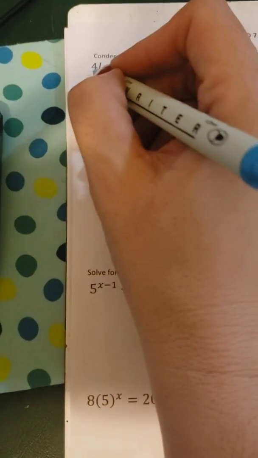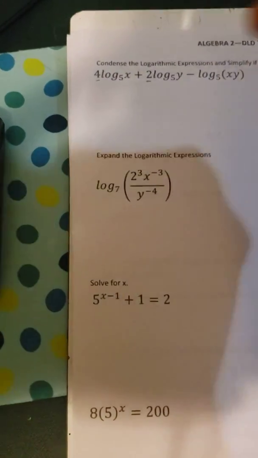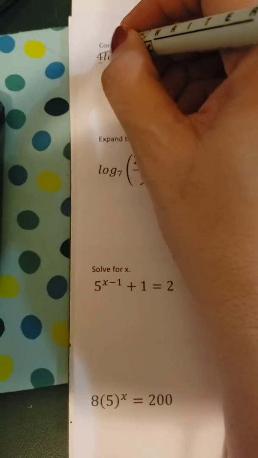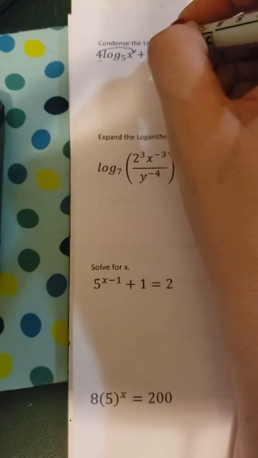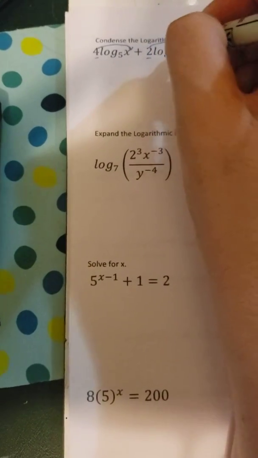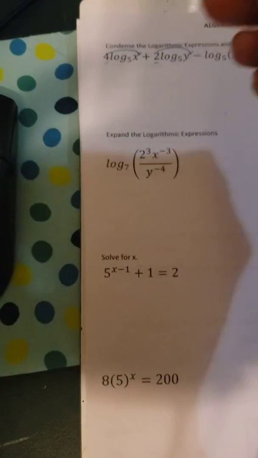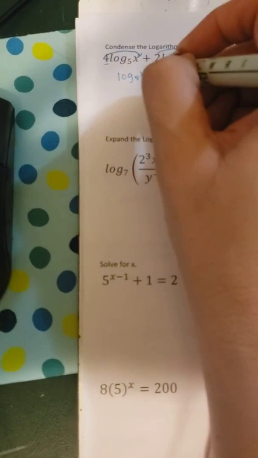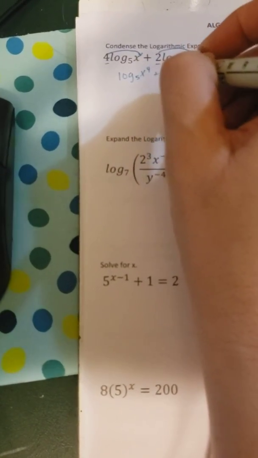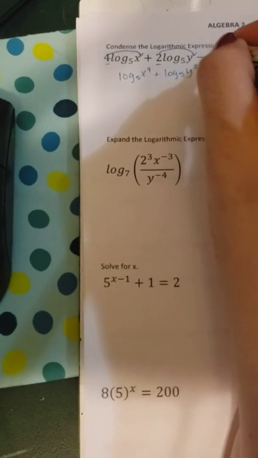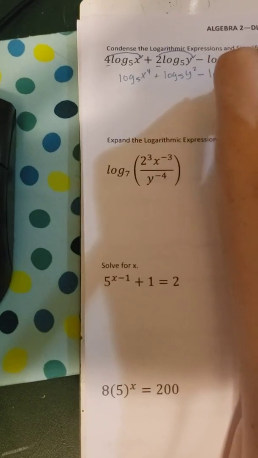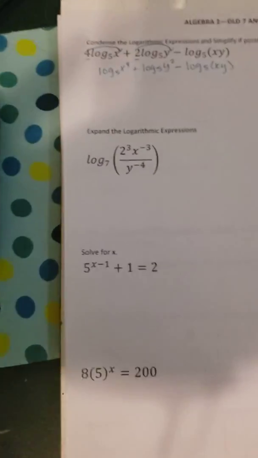I'm going to deal with these numbers out front first. Any number that's out front becomes an exponent on the argument. So I'm going to rewrite that as log base 5 of x to the fourth power plus log base 5 of y to the second power. And then there was nothing out here on this third term, so log base 5 of xy.